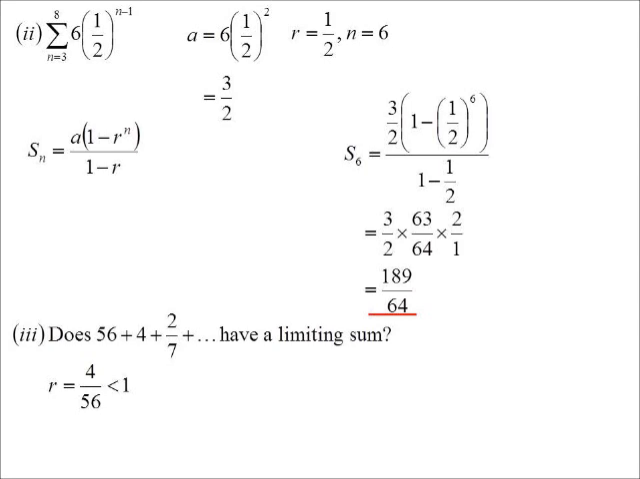I suppose technically I should check and make sure it is a geometric series. Is 2/7 divided by 4 also 4 on 56? Yes, it is. Oh, good. Whew, thank goodness for that. So yes, it is a geometric series. So the ratio is in the right area we want, in between minus 1 and 1.